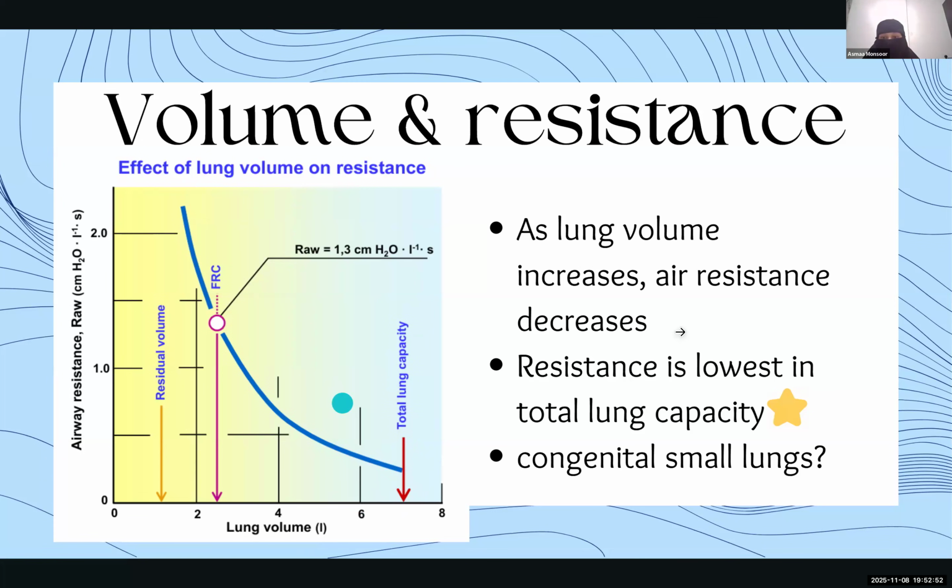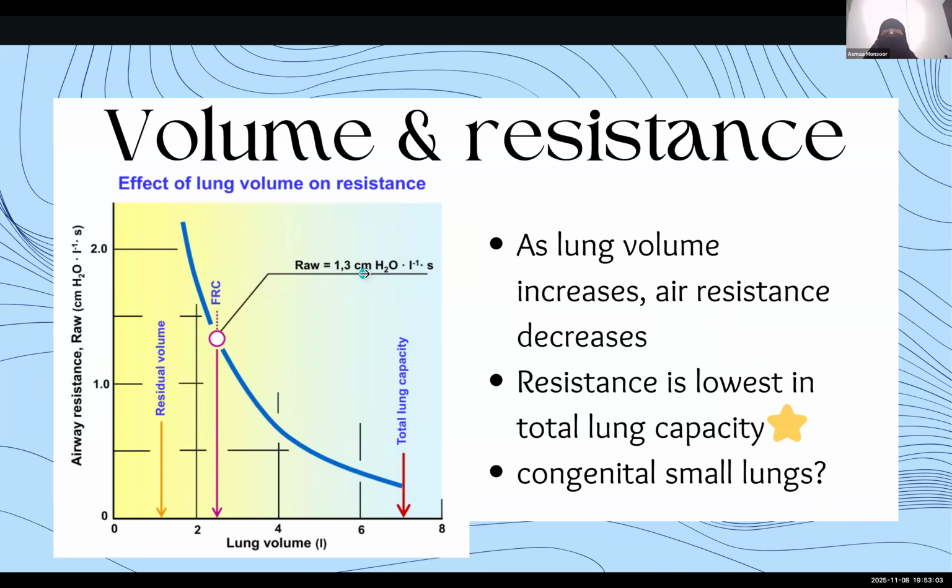For example, if someone has congenital small lungs, meaning small lungs from birth, the volume of air inside their small lungs is going to be less. They have low volume, which means increased resistance, and so they will have a hard time breathing. This is what happens in congenital small lungs. But the main important thing to know is that the resistance is lowest at the total lung capacity because the volume is the highest there.